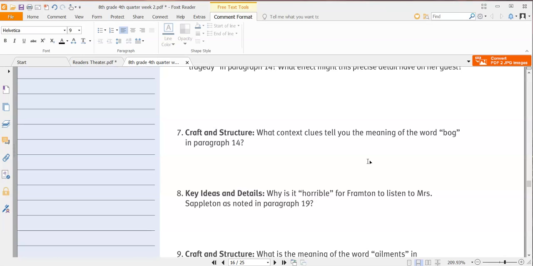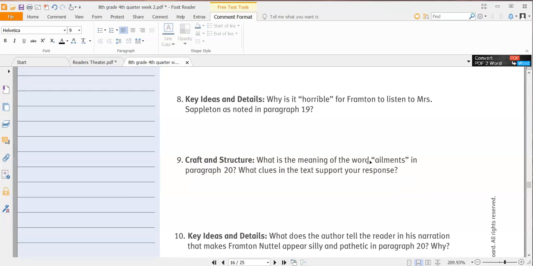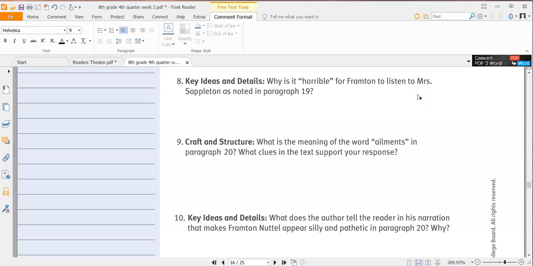So go to paragraph 14, find the word bog, and then look for words that might give you a hint about what bog is. If you're not sure, look it up and then find clues in that paragraph that tell you what that word means. In number 8, it says, why is it horrible for Frampton to listen to Mrs. Sappleton, as noted in paragraph 19? So you're going to go to paragraph 19 and look for where it says it was horrible, and then figure out why it's horrible, and then jot that down there.